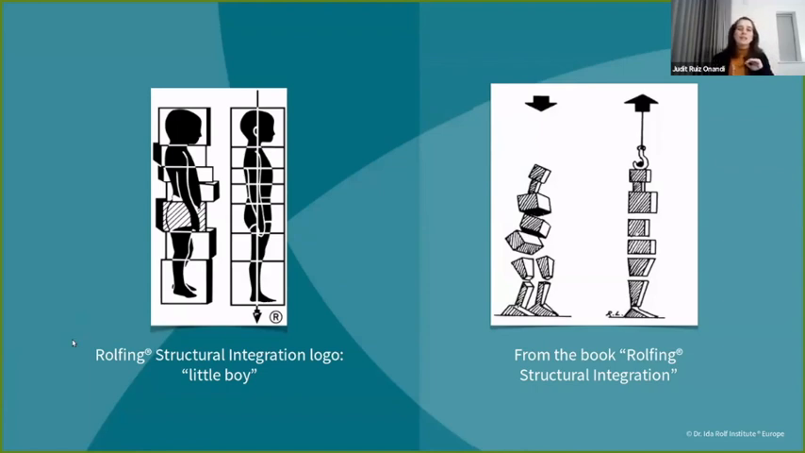So on the left side, we have this 4-year-old boy where the different parts of the body are symbolized by blocks, and how the blocks are not really stacked on top of each other, and how after a session, the series, which is a 10-session series, the segments are more stacked on each other.